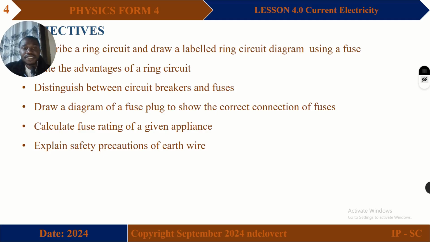Today we're going to look at current electricity, specifically house wiring. What is our objective? At the end of the lesson, we need to be able to describe a ring circuit and draw it, state the advantages of a ring circuit, distinguish between circuit breakers and fuses, draw a diagram of a fuse block or a 3-pin plug, calculate the fuse rating of a given appliance, and explain the safety precautions of house wiring.